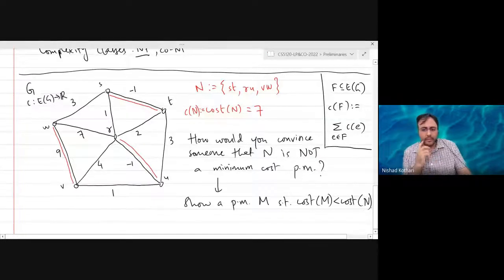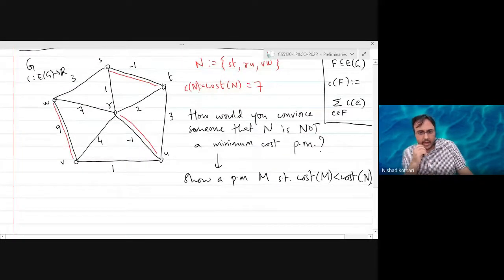Right? This is easy. How you find M, that is the algorithmic question. We are not talking about algorithms here. But if N is not a minimum cost perfect matching, then it's precisely because there exists a perfect matching M whose cost is strictly less than the cost of N. And if you were somehow able to magically find this, then you would be able to convince the other person that N is indeed not a minimum cost perfect matching.